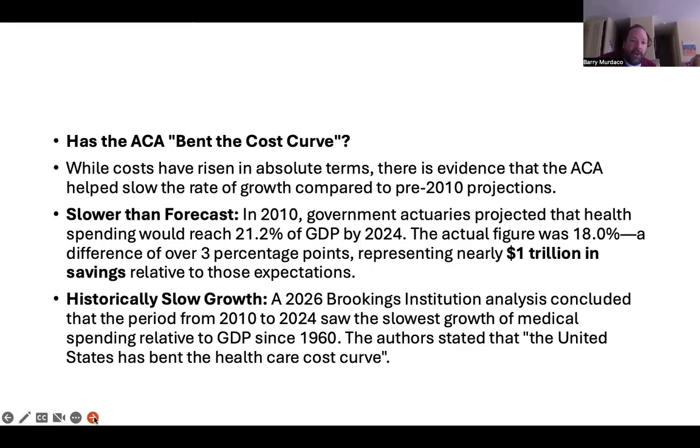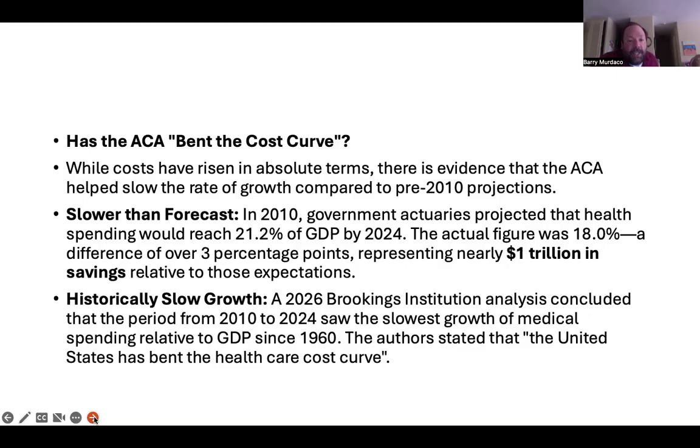Has the ACA bent the cost curve? While costs have risen in absolute terms, there is evidence that the ACA helped slow the rate of growth compared to pre-2010 projections. Slower than forecast: in 2010, government actuaries projected that healthcare spending would reach 21.2% of GDP by 2024. The actual figure was 18%, a difference of over 3 percentage points, representing nearly 1 trillion in savings relative to those expectations.